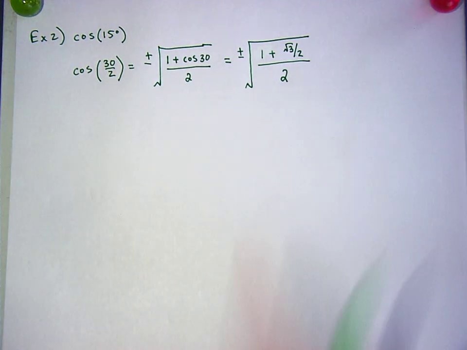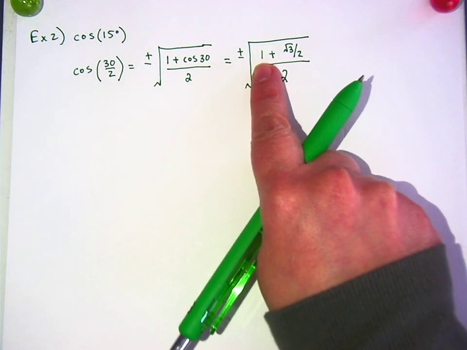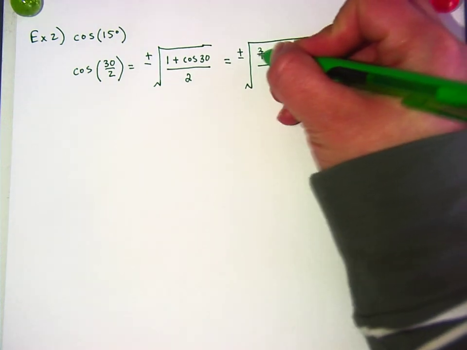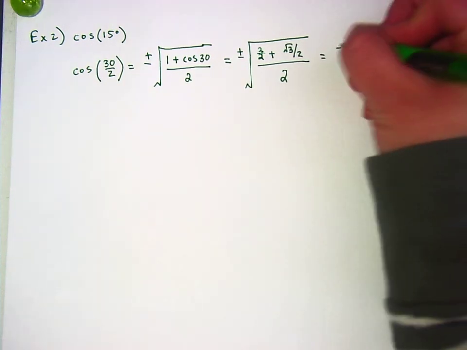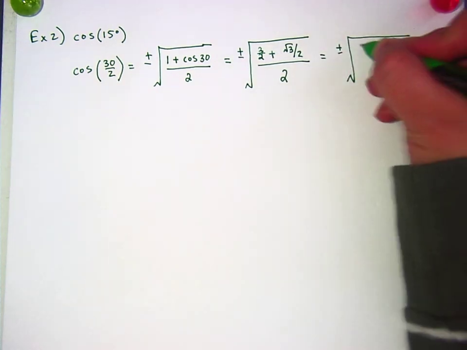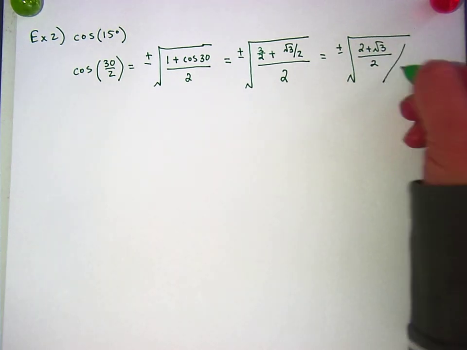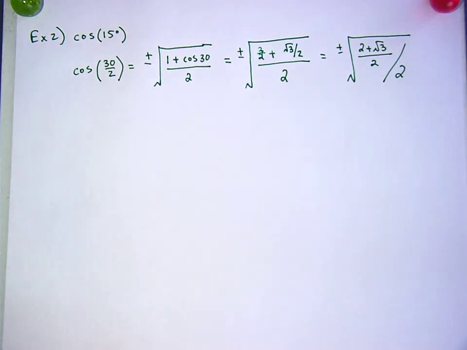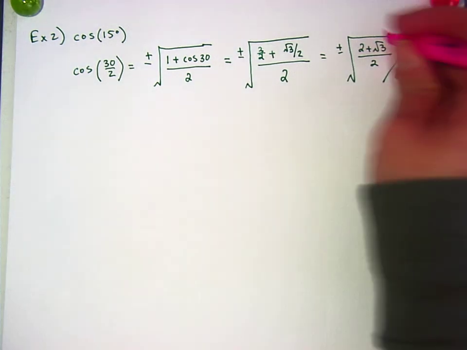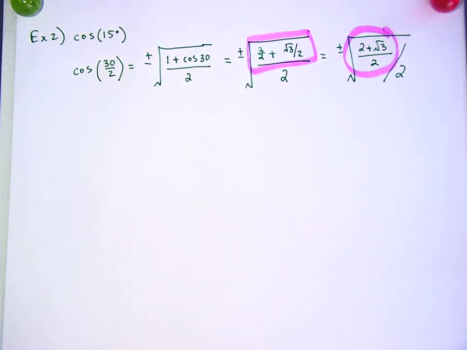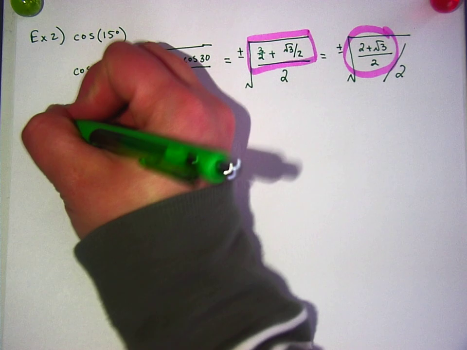Okay, let's simplify the top first. How do I simplify the top? How do I add those two together? Common denominator, I'm going to turn this into 2 over 2. So that equals plus or minus the square root of 2 plus the square root of 3, all divided by 2, and that is divided by 2. If that looks confusing, this part is this part. And that divided by 2 is here and here. Okay, and then I'm just going to simplify the inside one more time.